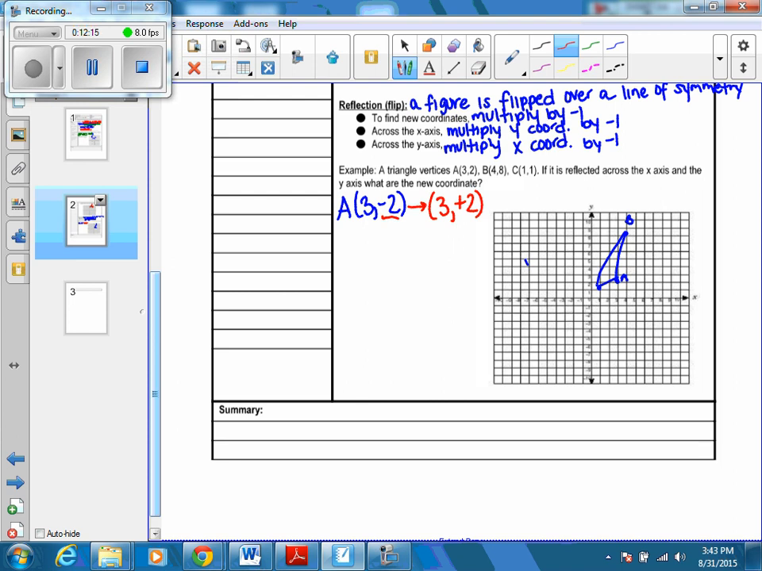All right. If I do the same for part B, I have 4, 8. If I multiply that y-coordinate by -1, I get 4, -8. And then last but not least for part C, 1, 1. If I multiply my y-coordinate by -1, I should get 1, -1. All right, so let's go ahead and plot those new points.